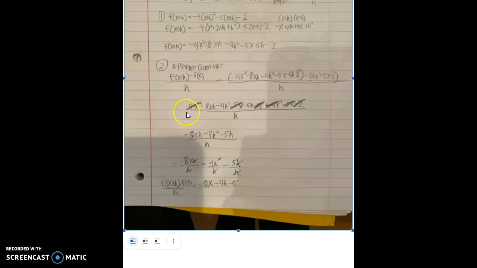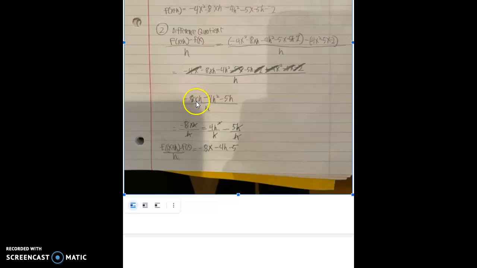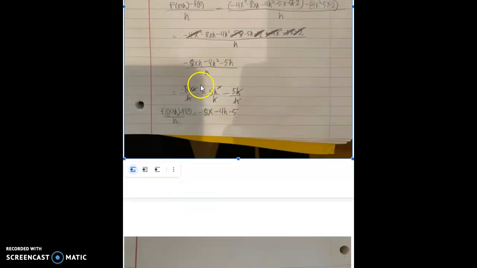From this, what we learned in class, you would cancel out these terms: negative 4x squared, minus 5x, minus 2, plus 4x squared, plus 5x, and plus 2. And we get negative 8xh minus 4h squared minus 5h, all over h.